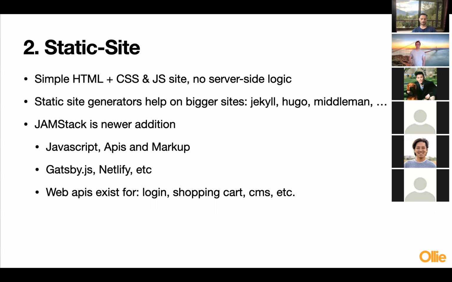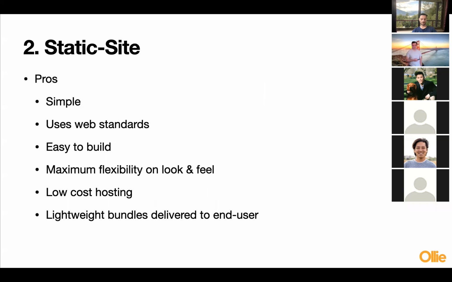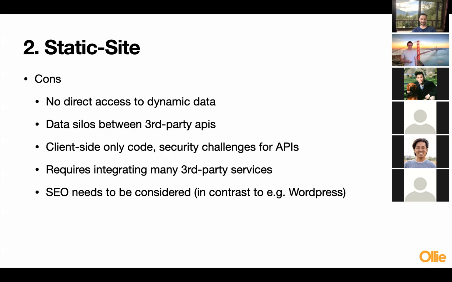So you use APIs for any dynamic content stuff. You can do login, you can do shopping cart, you can do CMS with all these APIs, and you just store everything on your source control system, those markup files. It's pretty easy to use. So again, it's simple, it uses web standards mostly. It's fast. It's fast from the user's perspective because it's lightweight. It's also easy to build and fast to build. It gives you a lot of flexibility, and it's just really cheap to host.